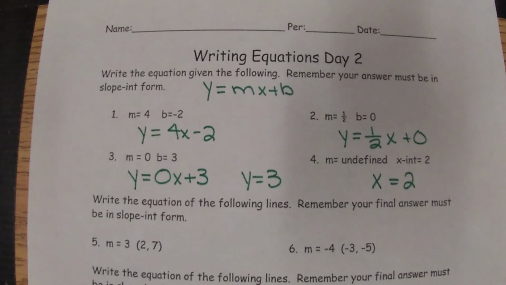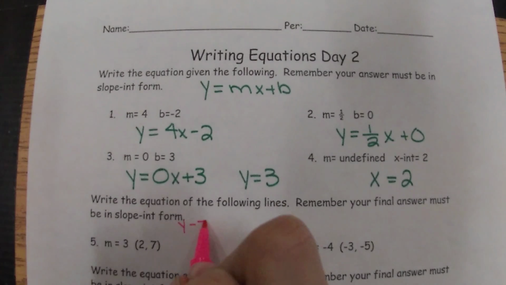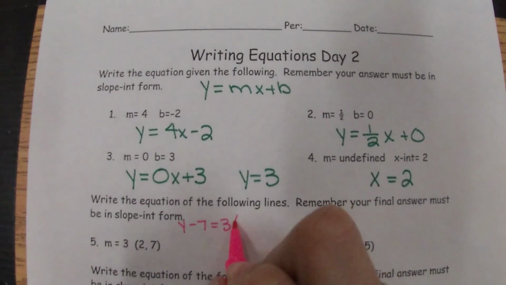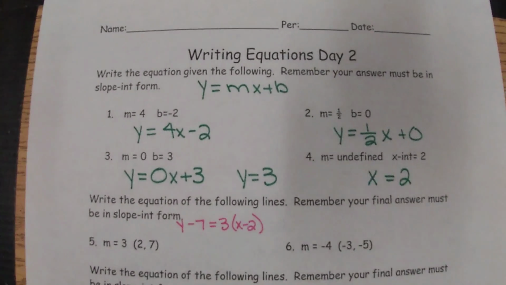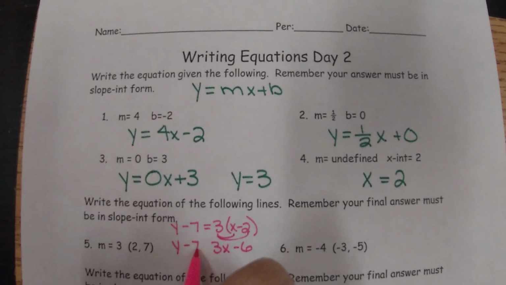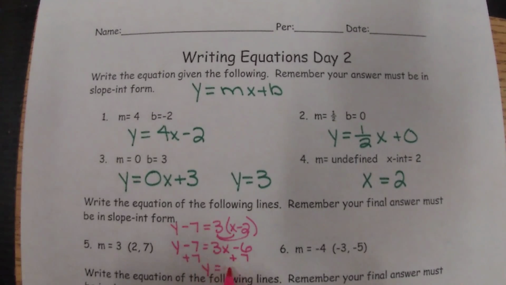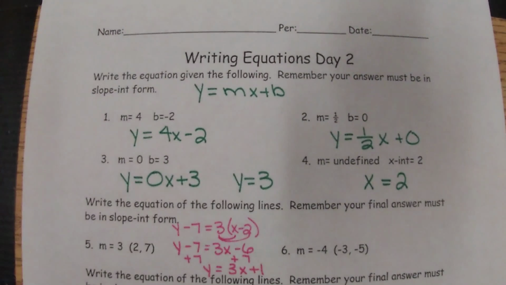Okay, then we jump into ones where we need to do more work with writing the equation of the line. So on number 5, we should have plugged into point slope form. Sorry, I should have given you more room here, but we'll say y minus 7 equals 3 times x minus 2. So we'll distribute. Then we will add the 7 to each side, and we'll get a final answer of y equals 3x plus 1.